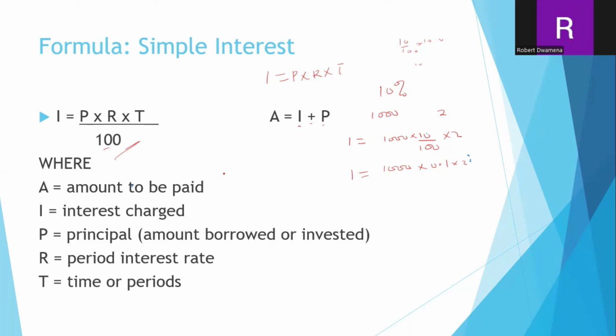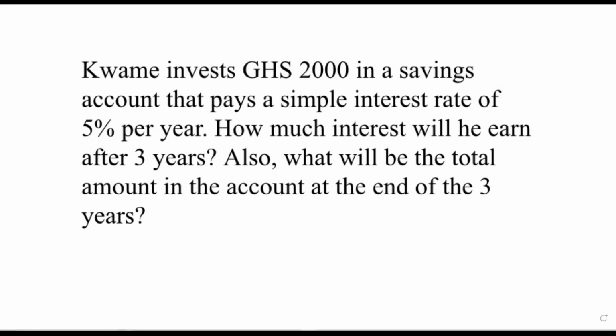Very, very simple. So I want us to take this question. I read the question. Kwame invests 2,000 Ghana cedis in a savings account that pays a simple interest rate of 5% per year. How much interest will he earn after 3 years? Also, what will be the total amount in the account at the end of the 3 years?